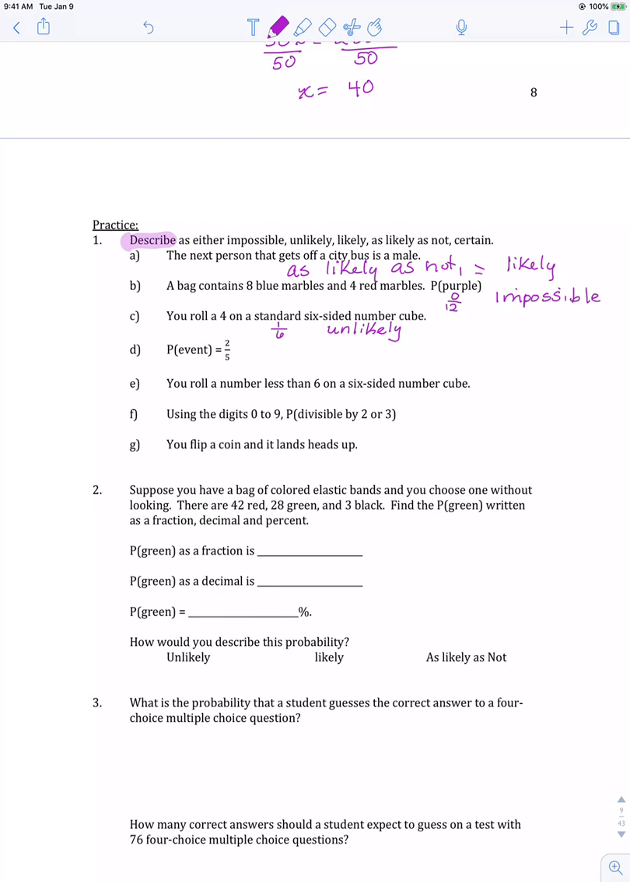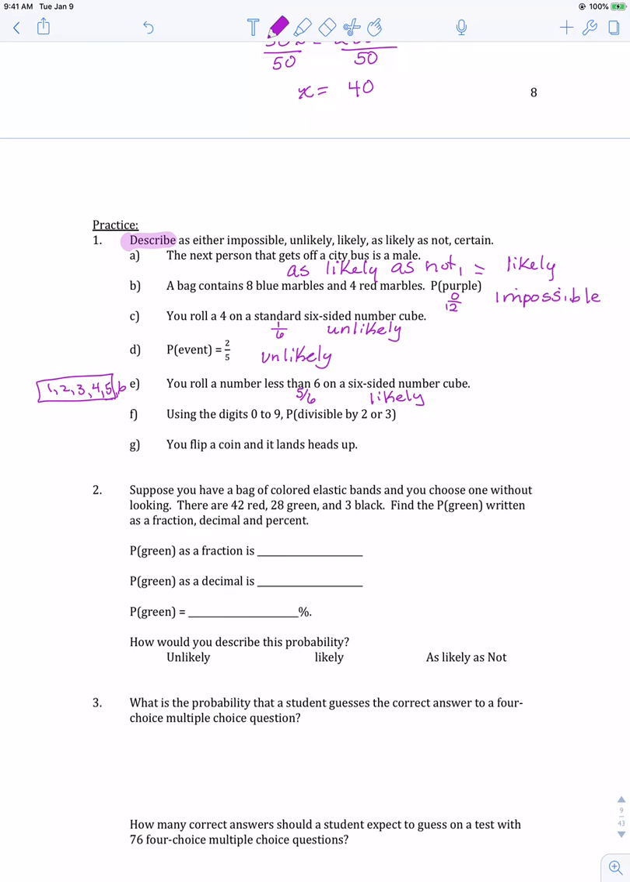Letter D says the probability an event occurs is 2/5. Well, 2 out of 5 is less than half. So we would say it is unlikely again. E, you roll a number less than 6 on a number die. Well, on a number die, you have a 1, 2, 3, 4, 5, 6. All of these are less than 6, which is a 5 out of 6. How I would describe it, though, is likely because it's above 50%.